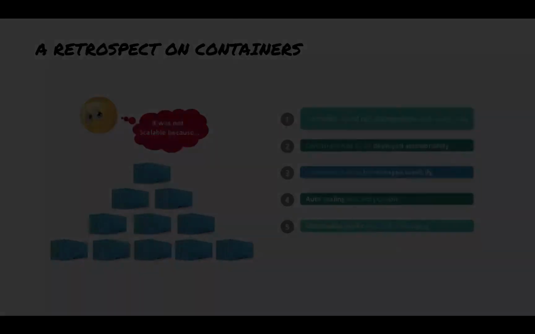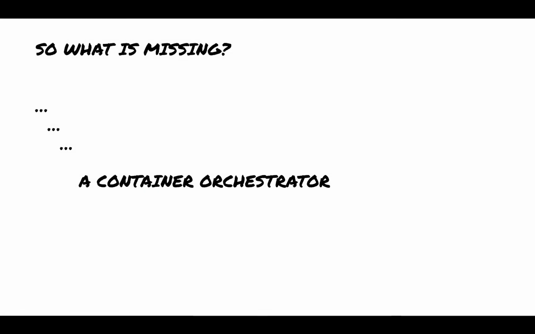So what is that? What's missing? The answer is a container orchestrator. So what is a container orchestrator? Before naming that, yeah, the orchestrator is Kubernetes, let's understand what an orchestrator is, what it does, and how it helps. Mostly the orchestrator solves the problems which we discussed in the last slide.